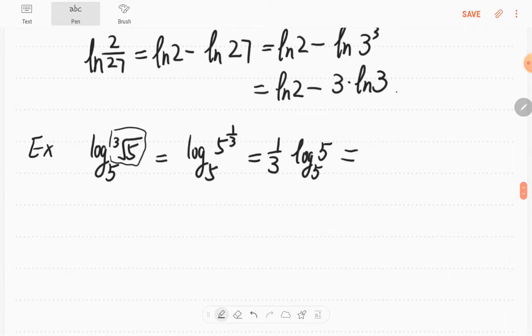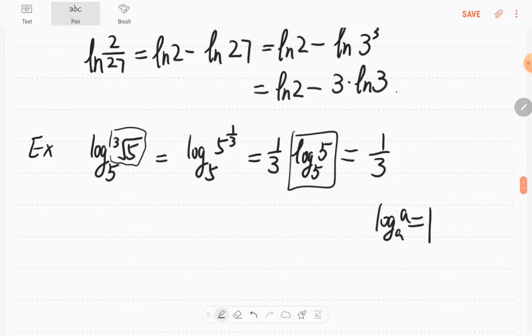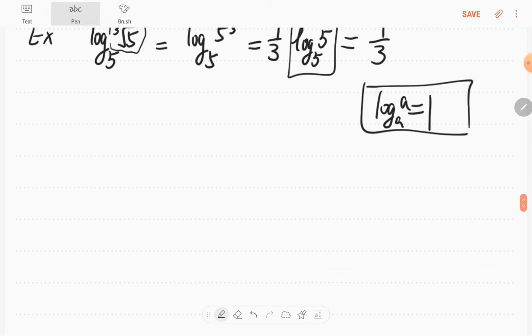Equal to 1/3 times 1, right? This is a 1, because we know if you have log a of a, it's equal to 1. We have this property in the previous section. So this is equal to 1/3.